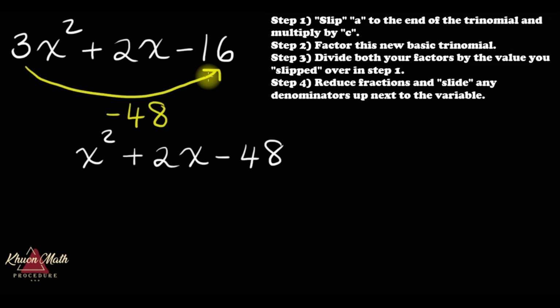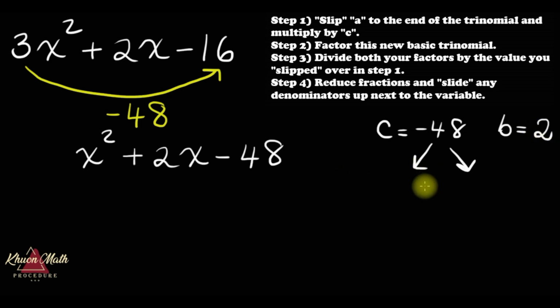Step 2 is to factor this new basic trinomial. So here's the new trinomial, and we're going to go on and factor that. To factor the new trinomial, you find your c. So c is negative 48. Now you have to come up with 2 numbers that when you multiply, you get negative 48, but when you add those 2 numbers, you get positive 2.